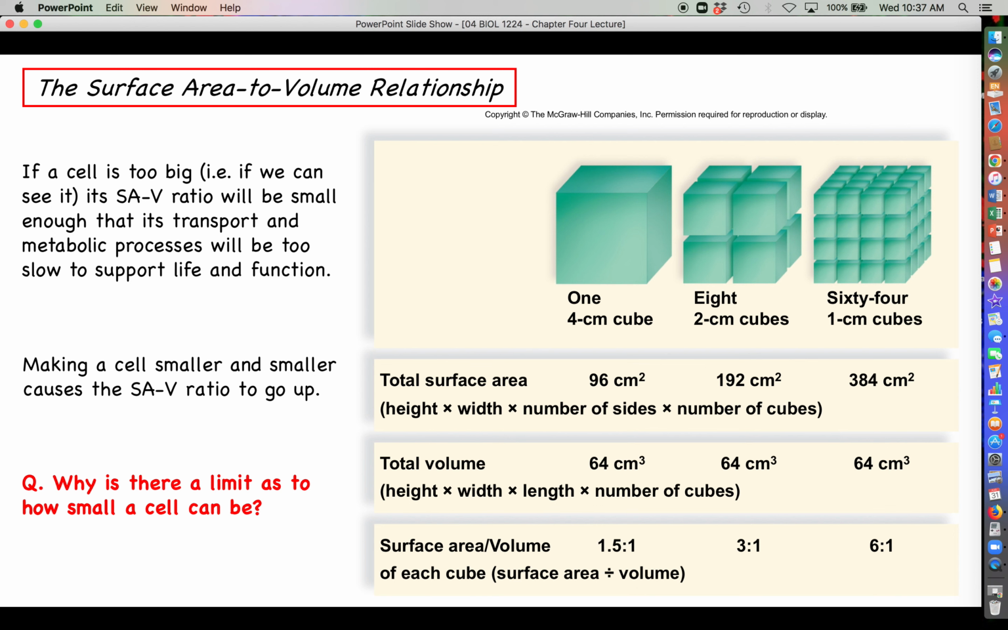Now, you might be thinking, okay, well, if we make a cell smaller and smaller, that's going to make things more and more efficient.